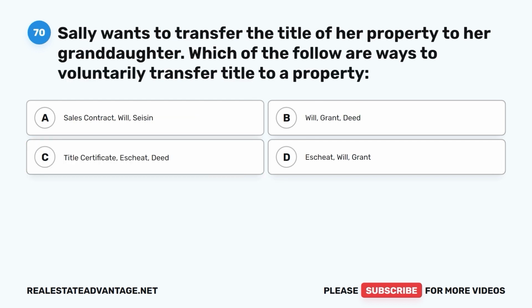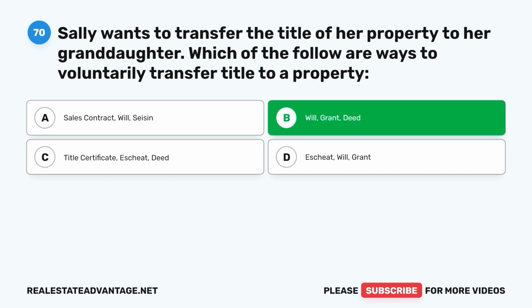Question 70. Sally wants to transfer the title of her property to her granddaughter. Which of the following are ways to voluntarily transfer title to a property? A. Sales contract, will, cession. B. Will, grant, deed. C. Title certificate, escheat, deed. D. Escheat, will, grant. The correct answer is B. Will, grant, deed.